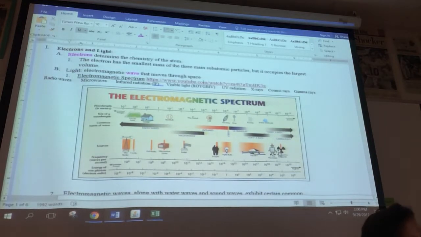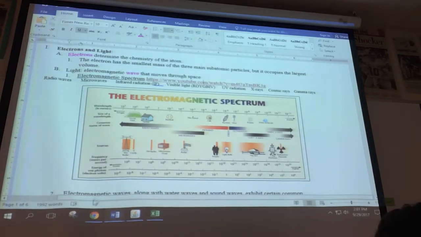So from the video, again, you saw that the visible light region is a very small portion of the electromagnetic spectrum. Shown here, radio waves through gamma rays. The wavelength decreases as you go from left to right. The frequency and the energy are going to increase as you go from left to right. And we'll talk about some of those relationships between wavelength, frequency, and energy in just a minute.